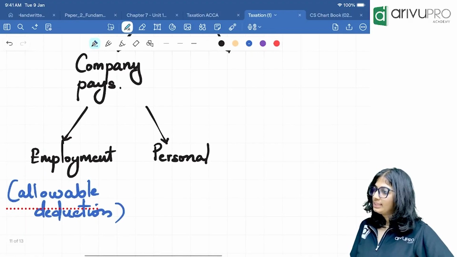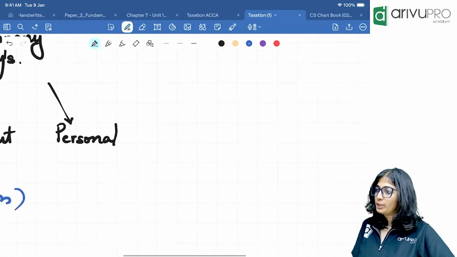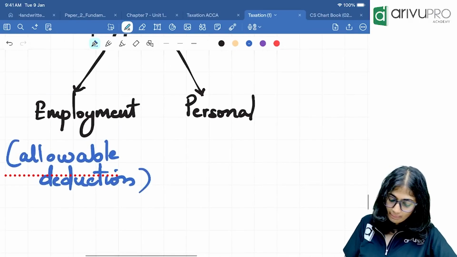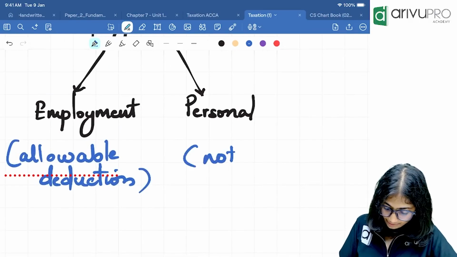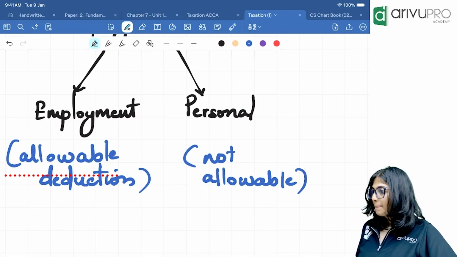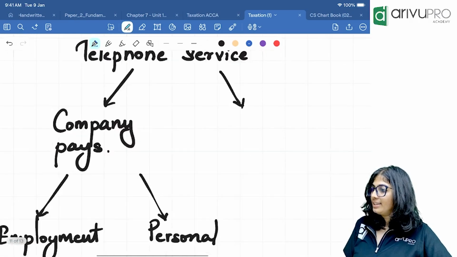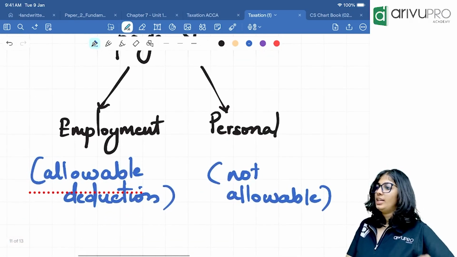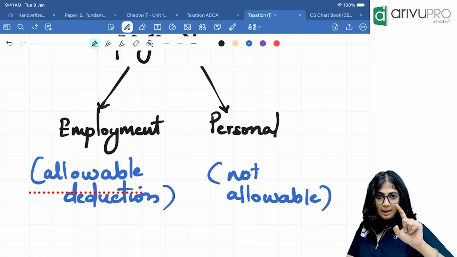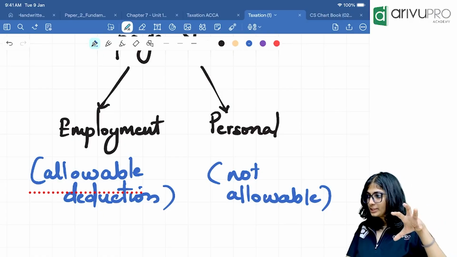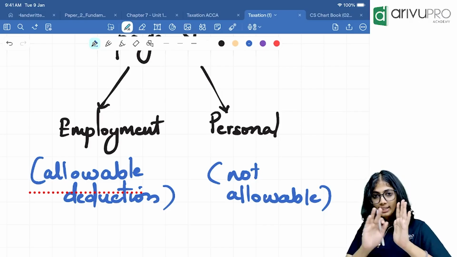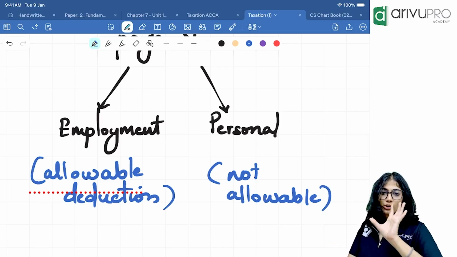That's why. Let's say the company pays for the telephone service, but you're using it for personal purpose. The part that is used for personal purpose is not allowable, as we already discussed. Let's say this part is clear. If the company is paying for your service, your telephone bill or Wi-Fi bill, the part of it you're using for employment purposes is an allowable deduction. Great. If you're using it for personal purposes and you can divide that amount, then it is not allowable.